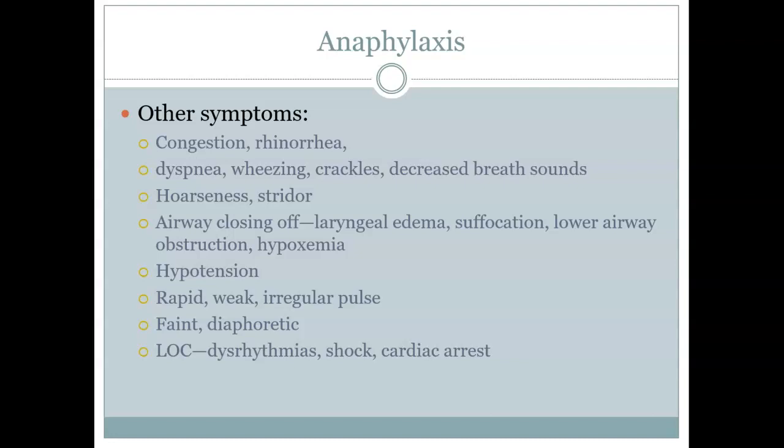Patient will become hypotensive. You'll notice a rapid, weak, irregular pulse. The patient may actually, because of the hypotension and the decreased breath sounds, start feeling faint and diaphoretic, and in extreme cases, changes in level of consciousness. So dysrhythmias, shock, cardiac arrest, those kind of things.